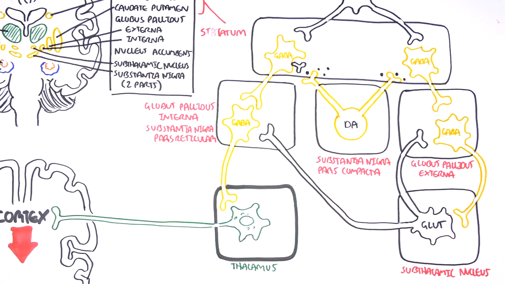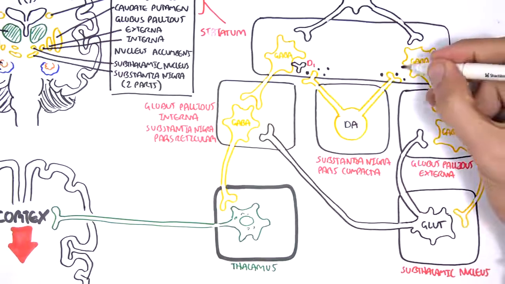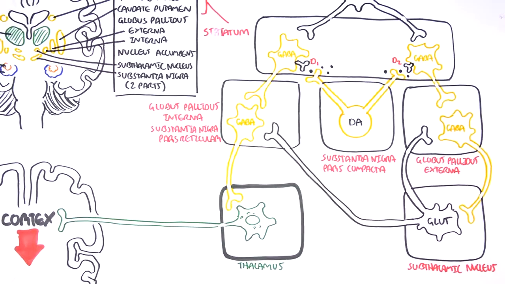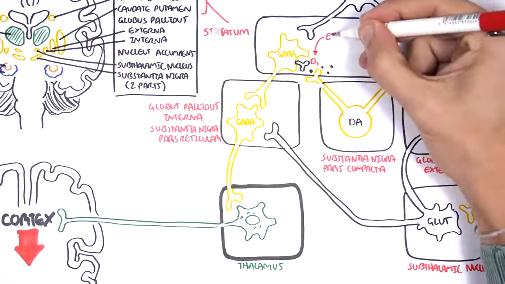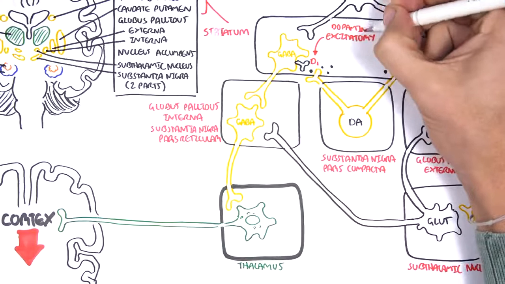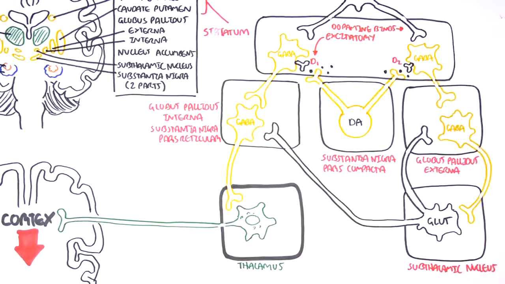So dopamine can bind onto 2 types of receptor, D1, dopamine 1, or dopamine 2. And depending on which receptor it binds to, it is either excitatory or inhibitory. So if dopamine binds onto D1 receptor, it is excitatory. So it will stimulate that neuron. If dopamine binds onto D2 receptors, dopamine will inhibit that neuron.